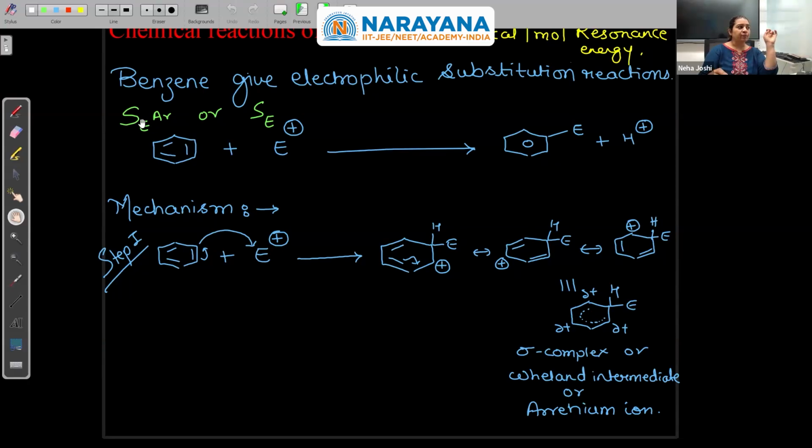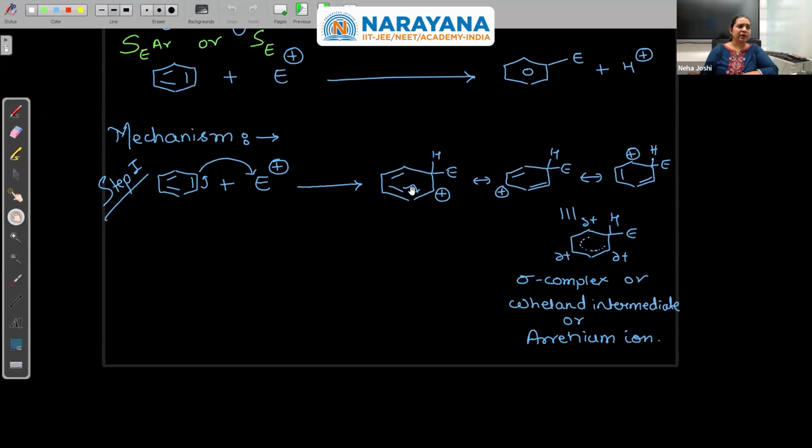We have substitution. We represent it by SEAr. E here is electrophilic, S is substitution, Ar is aromatic. Right? Electrophilic aromatic substitution or simply SE reactions. So E plus will come and H plus is displaced. That is what we are doing. Mechanism. Now we are starting directly with formation of a sigma complex.